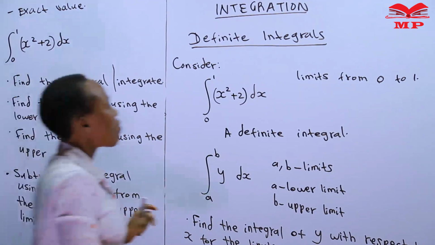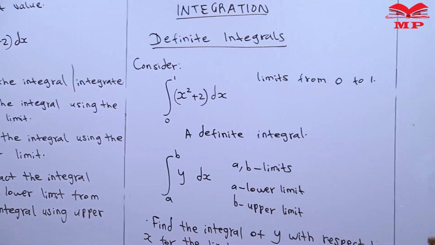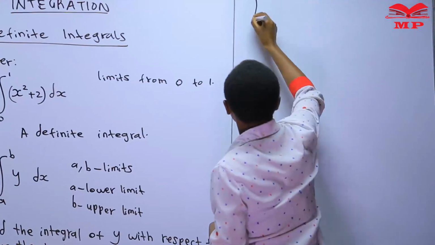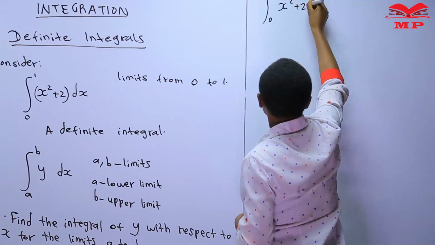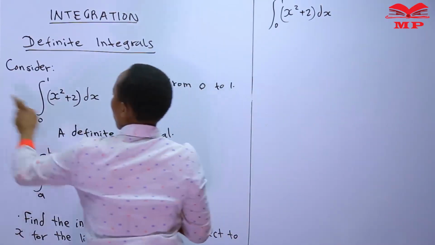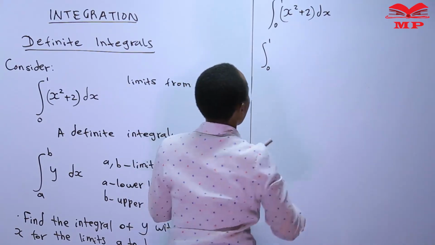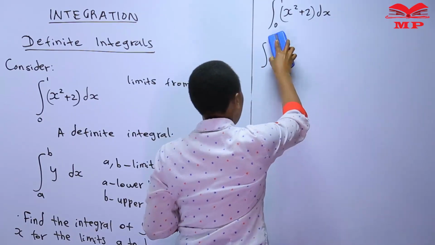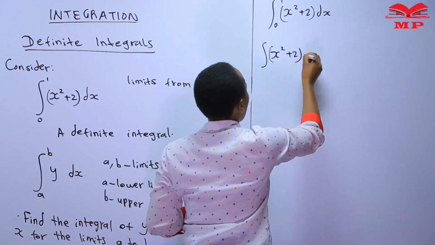And I would like us to solve this one. We follow the 4 steps that I've given so that we can find the integral for this. So we have been given 0 to 1, and then we have our gradient function x squared plus 2. We integrate with respect to x. So the first thing is we integrate this. So we are going to have from 0 to 1, and we are now integrating. First, we don't consider the limits because we want first to integrate. So this simply means integrate x squared plus 2 dx.